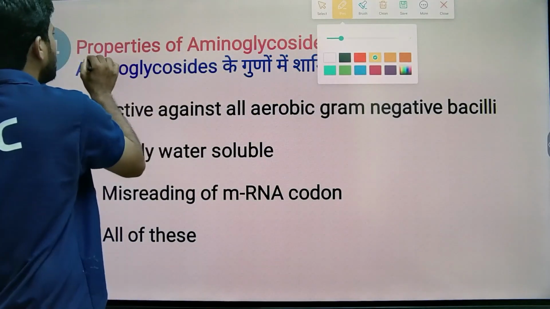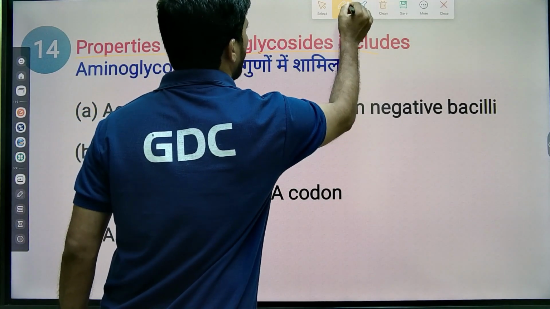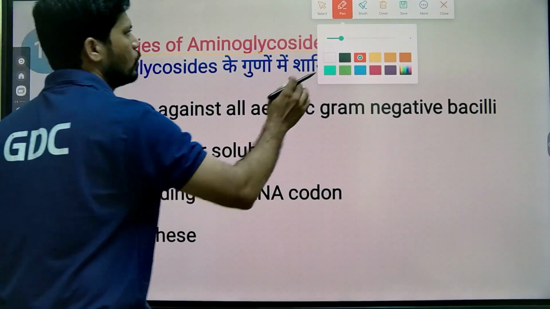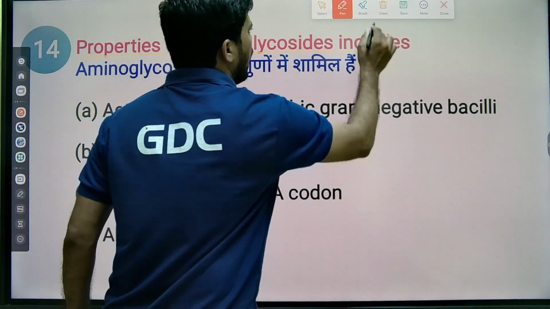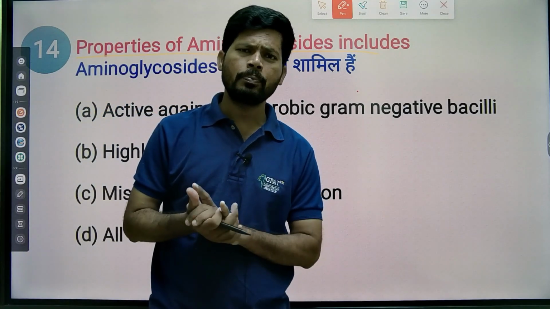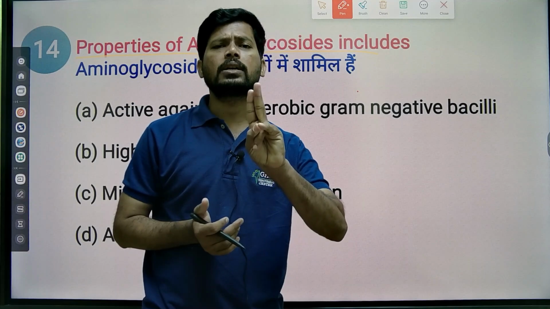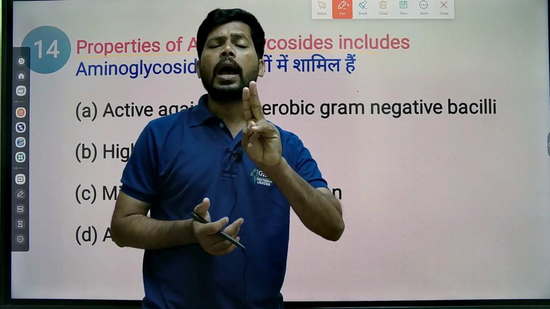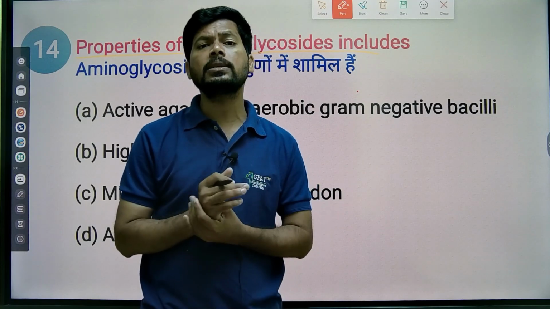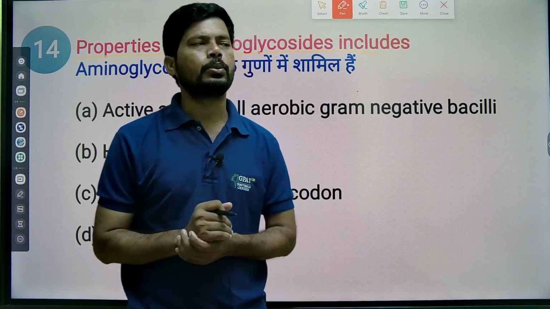Next MCQ is: properties of aminoglycosides include. So what are the properties? Aminoglycosides are antibiotics that inhibit protein synthesis in bacteria. Aminoglycosides and tetracyclines are the two protein synthesis inhibitors, acting by binding to 30S ribosomal subunits.